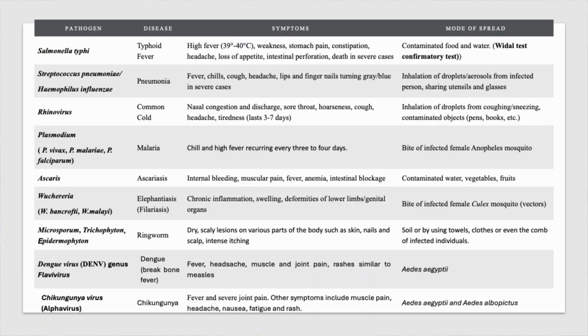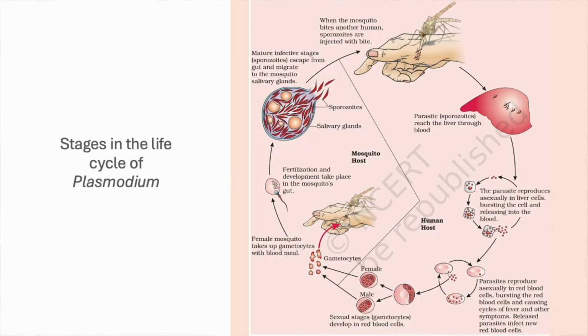The chapter Human Health and Diseases starts with different diseases which are caused by different categories of microorganisms. On the screen now you can see the causative organism, the name of the disease, the symptoms, and how do they spread. Learn the binomial nomenclature of all these organisms. The stage of the life cycle of Plasmodium is important.